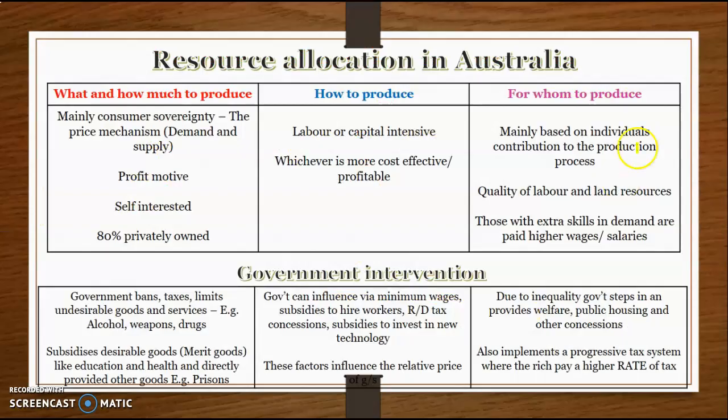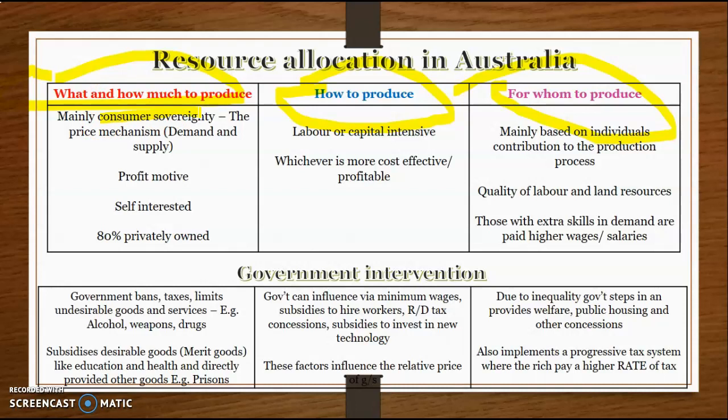And last thing for this chapter is explaining how do we answer these three key economic questions. So what and how much to produce, how to produce, and for whom to produce. Okay, the first one is basically what types of products are we going to make? And that's largely in a country like Australia based on consumer sovereignty.